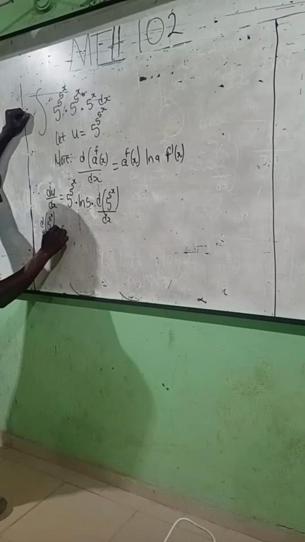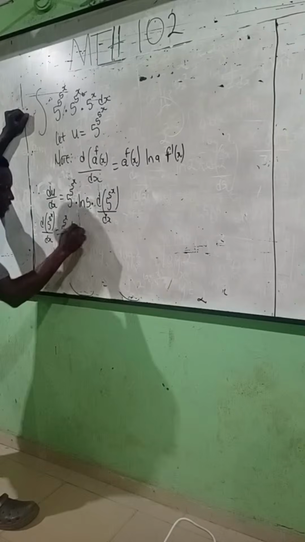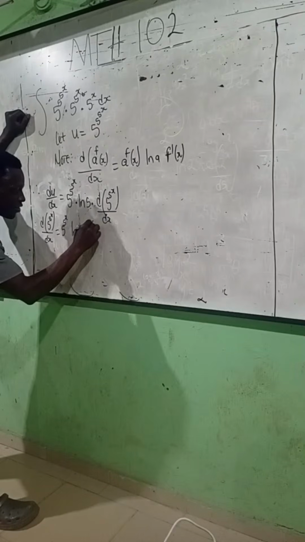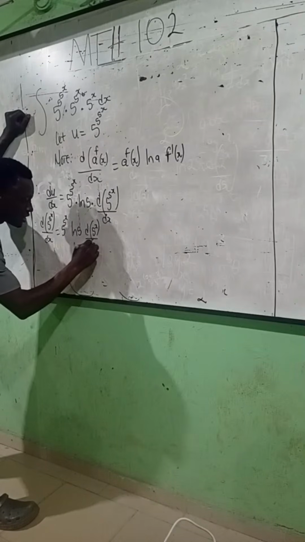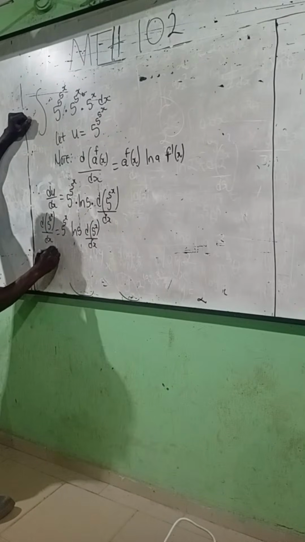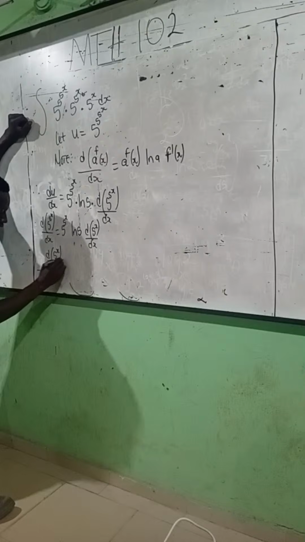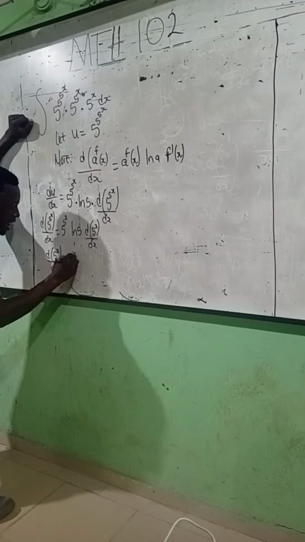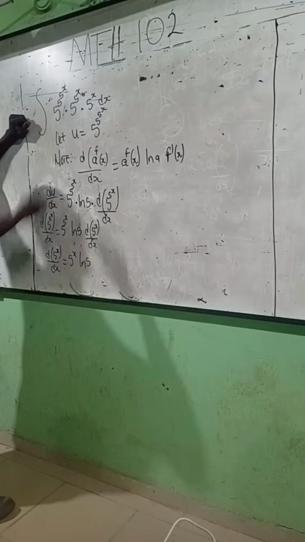Now I want to differentiate 5 raised to power 5 raised to power x over dx. It's the same thing as 5 raised to power 5 raised to power x, ln 5, d of 5 raised to power x over dx. Bring this one outside. The derivative of 5 raised to power x over dx equals 5 raised to power x, ln 5. The power now is x, and if you differentiate x, you get 1. So we stop here. Do we get that? Sure.